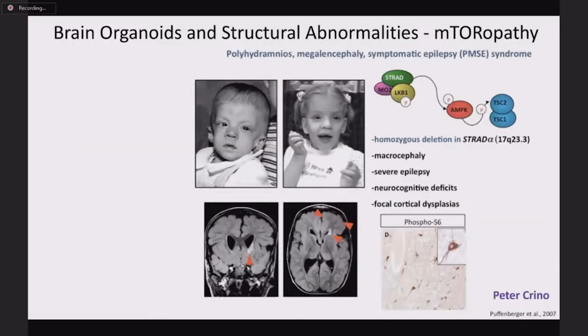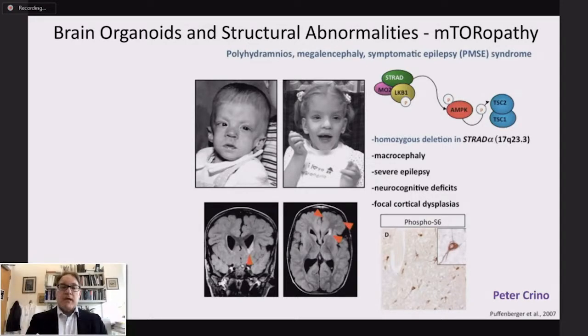So we used the brain organoid approach first to study a genetic epilepsy that should have obvious structural abnormalities. The class of disorder is called an mTORopathy. So the mTOR pathway is an important regulator of cell function. And many malformations of cortical development are caused by mutations in this pathway. And we're studying a disease called polyhydramnios, megalencephaly, and symptomatic epilepsy, or PMSE syndrome. And this is an mTOR disorder caused by a homozygous deletion in the STRADA gene that acts on the mTOR pathway, similar to tuberous sclerosis complex.